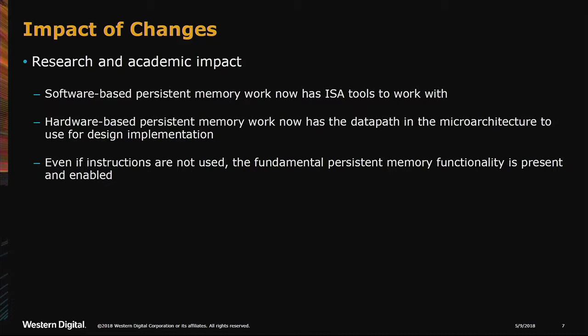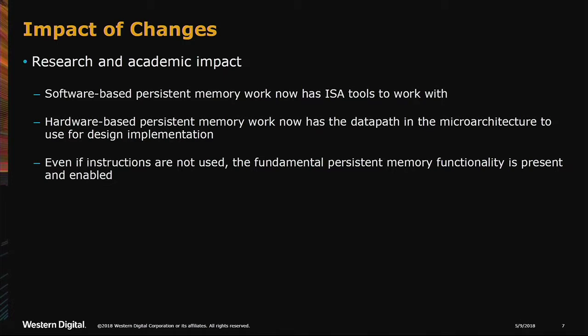So let's talk about why I think these changes are important and what the impact is on research and academia. Right now, most of the work in persistent memory is software-based. So it relies a lot on the programmer or some API implementing persistent memory, and that requires all those instructions I mentioned to work with. Right now, we use other, more commodity instruction sets for our work, but we want to bring up RISC-V to be able to do this work as well. So doing these changes will allow software-based persistent memory research to utilize RISC-V.